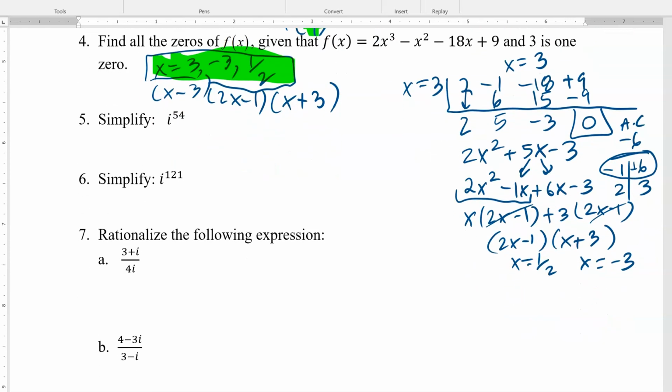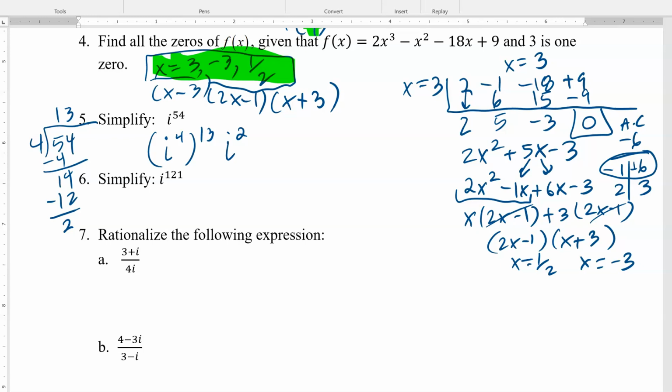How do I do i to the 54th? Well, we pull out groups of 4. So what is 54 divided by 4? It goes in 13 times. Don't make that 13 and 2 fourths. What this means is that i to the 54th is i to the 4th 13 times with two i's remaining. This would be 52 plus two more, 54. This is just a way of rewriting it.